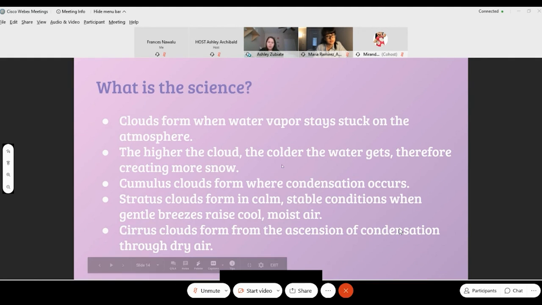Alrighty, so we are going to look at what is the science behind all these clouds. The clouds form when water vapor stays stuck in the atmosphere. The higher the cloud, the colder the water gets. Therefore, they create snow. Cumulus clouds form from condensation. That's where condensation occurs. And stratus clouds form in calm, stable conditions when gentle breezes raise cool, moist air. And cirrus clouds form from condensation through dry air.